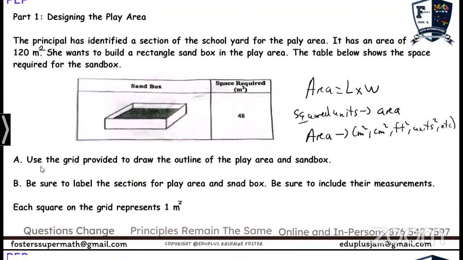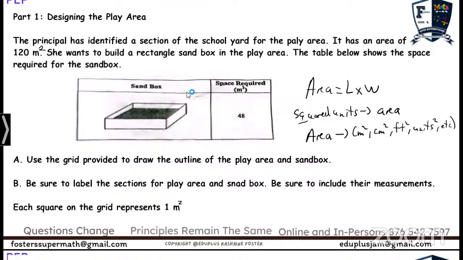All right, so question A says, use the grid provided to draw the outline of the play area and sandbox. We're going to be using the grid provided. You should have some graph paper at home, right? Be sure to label the sections for the play area and the sandbox, and be sure to include their measurements.